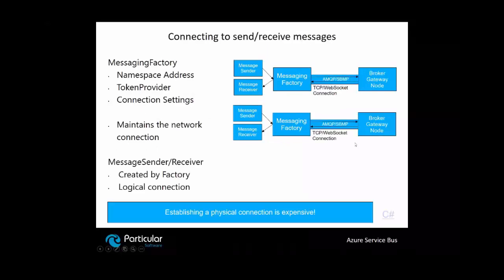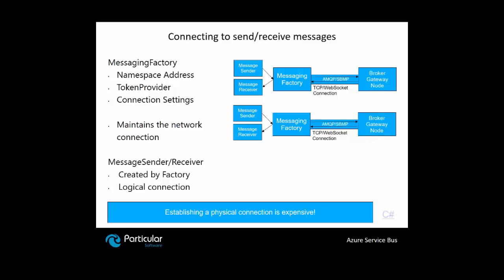Now, the second way to connect to the broker is by means of the messaging factory. The messaging factory is intended to send and receive messages. You create this one in a very similar way to the Namespace Manager. You also have to provide the namespace address, and you also have to provide a token provider.